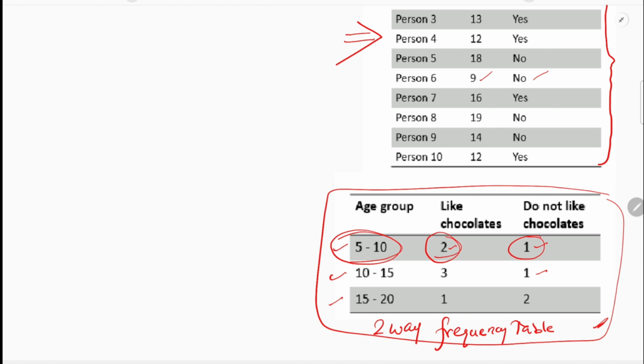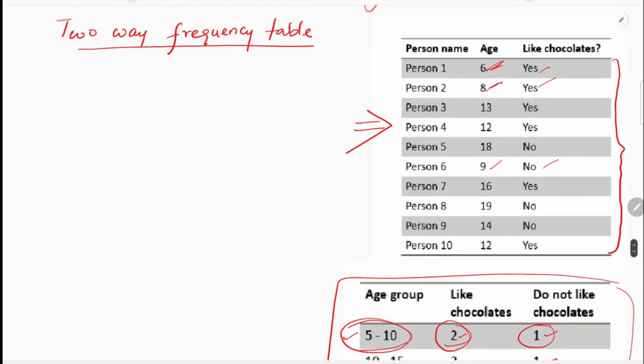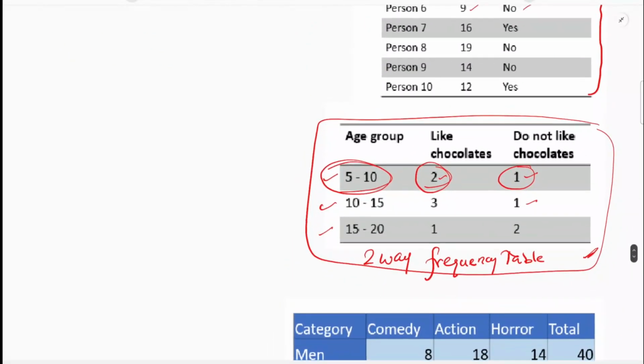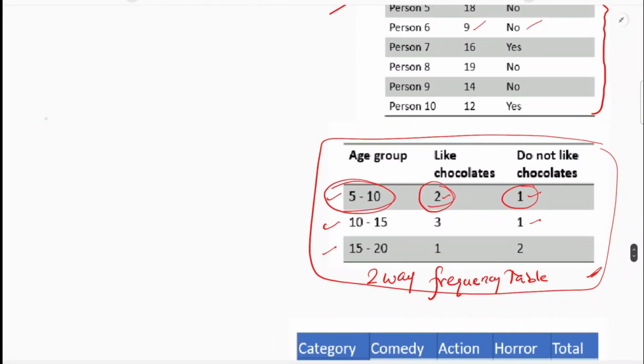For example, instead of speaking too much, I can write it. So in this table we can get the information: how many people were questioned? So count this one, 2, 3, 6, 10. So the answer is 10 people were counted.